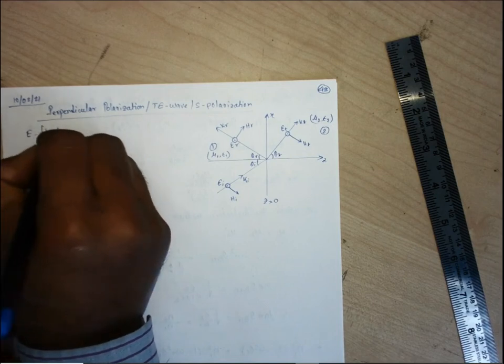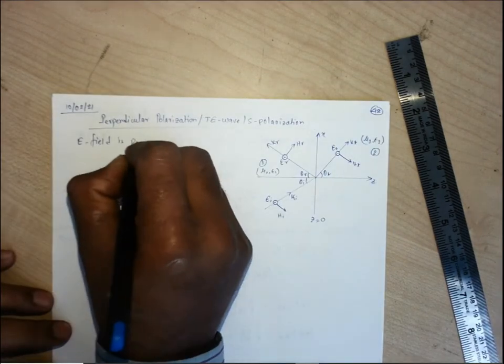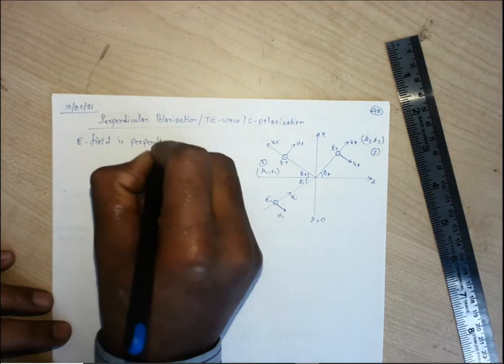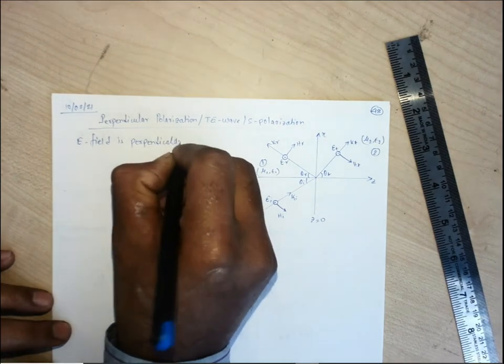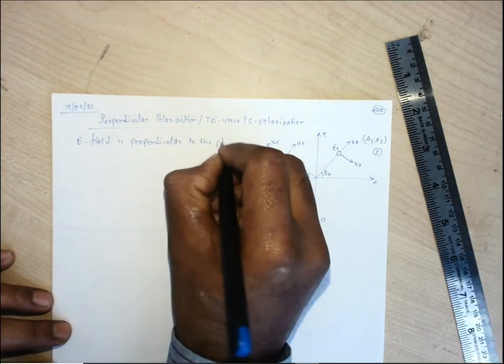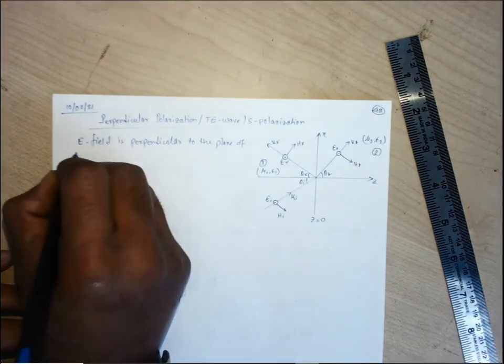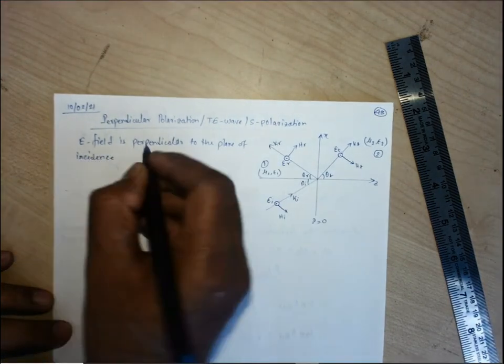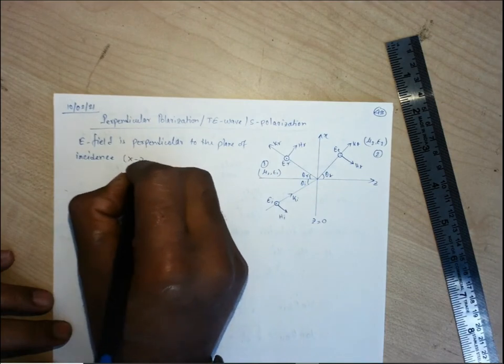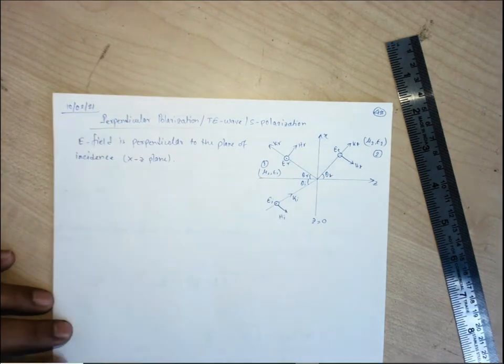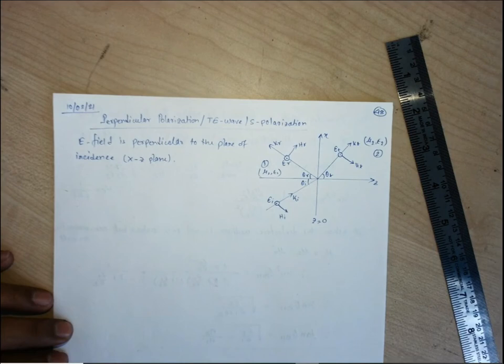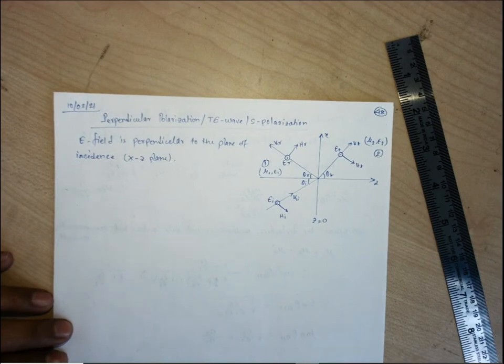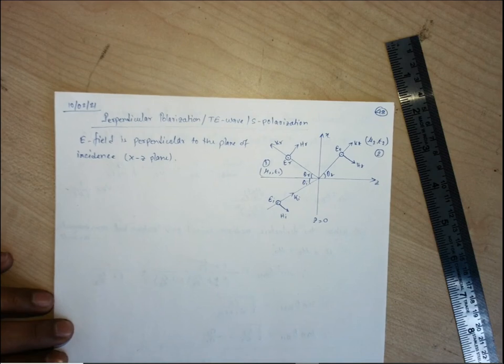The electric field is perpendicular to the plane of incidence, that is your xz plane. Okay, so for this case your magnetic field is lying on the plane of incidence. The magnetic field is parallel to the plane of incidence.